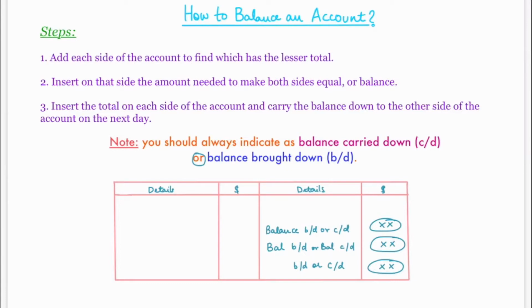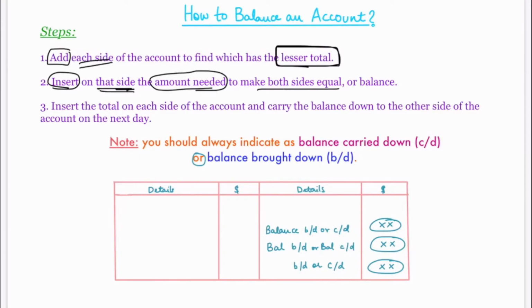Now the second part is how to balance an account. The steps for this are very basic and straightforward. So let's start. The first step is to add each side of the account to find which has the lesser total. This is one of the keywords, the lesser total. And each side of the account is nothing but the debit side and the credit side. Second, insert on that side the amount needed to make both the sides equal. On which side? The one where the total is less.